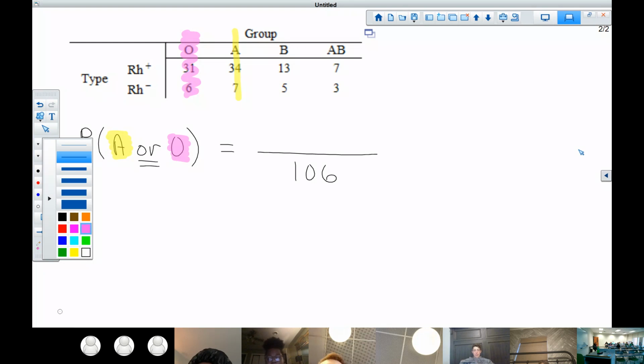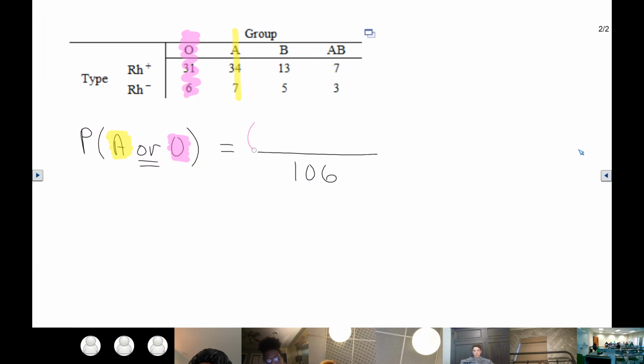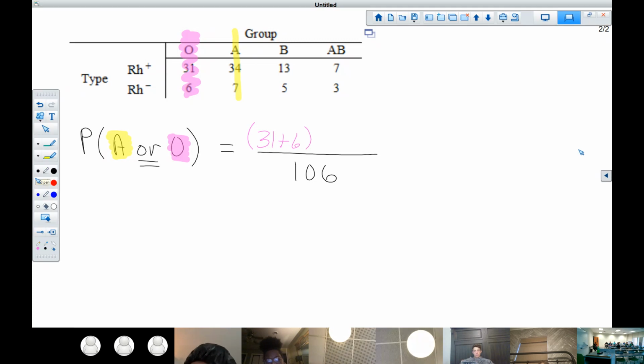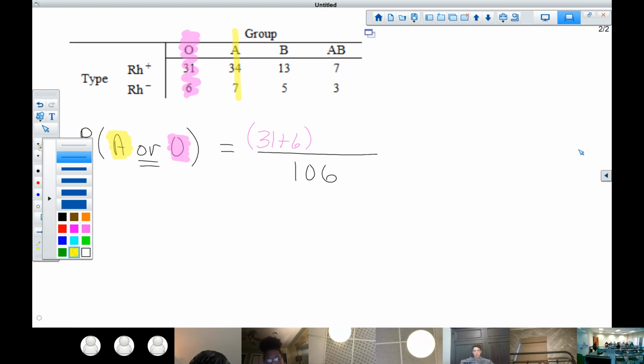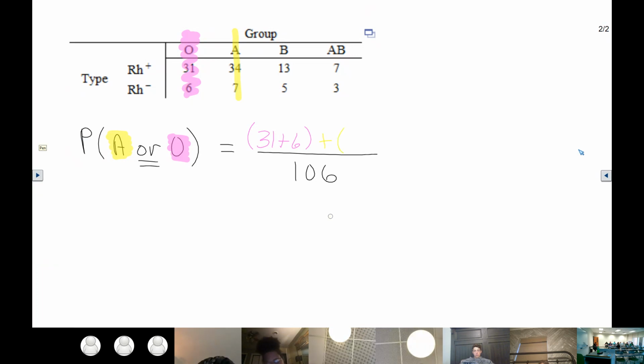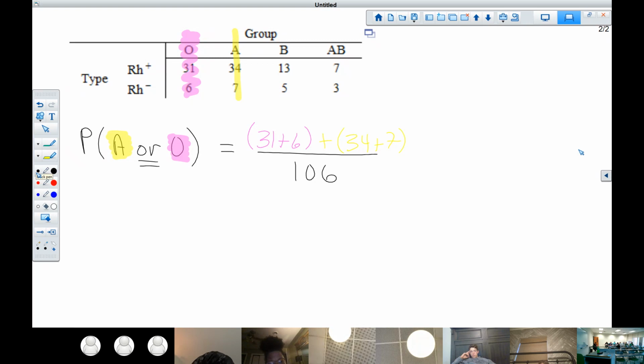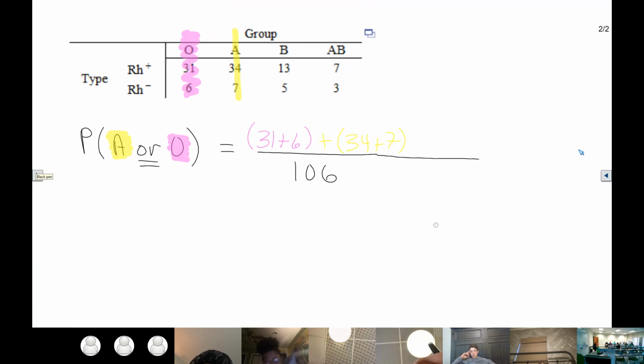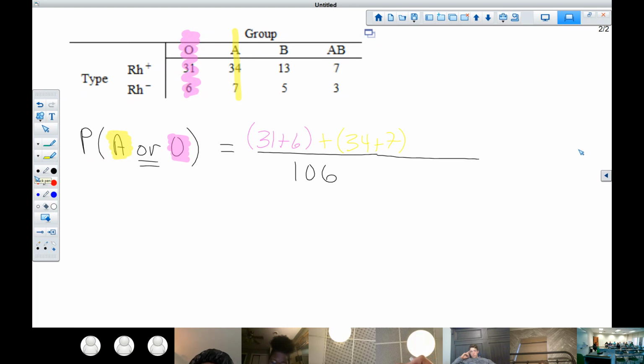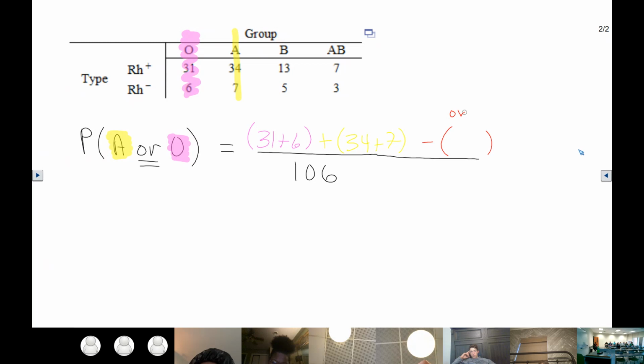Now I take my magenta pen, and yes, I'm using these colors for a reason. And I add 31 plus 6. And then I take my yellow pen, and I add, because this is additive law, 34 plus 7. And then what is the one thing you always do with the additive law? You always subtract the what? The overlap. Do we have an overlap? No. So you subtract 0. And that is the additive law.